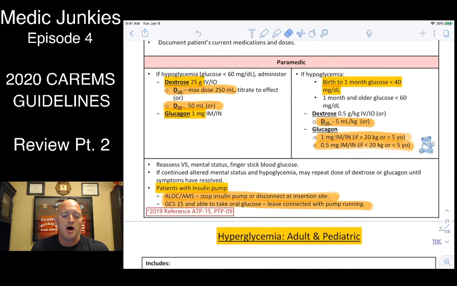All right. If we can't get an IV, we can still get glucagon, 1 milligram IM or IN. And for the kids, if they're less than 20 kilos, we're going to cut that in half to 0.5 milligrams.